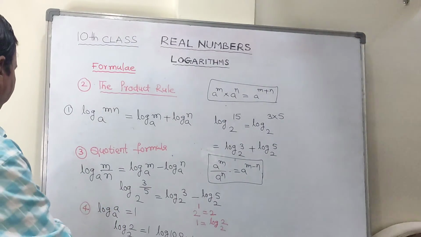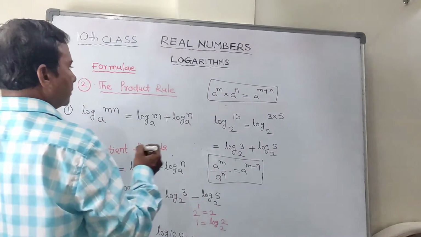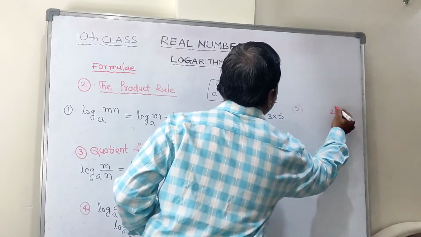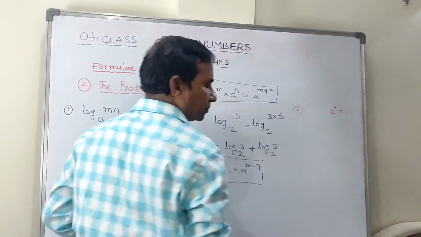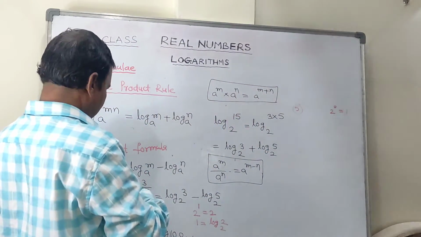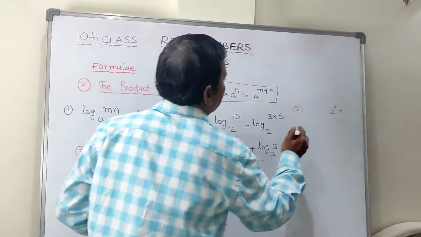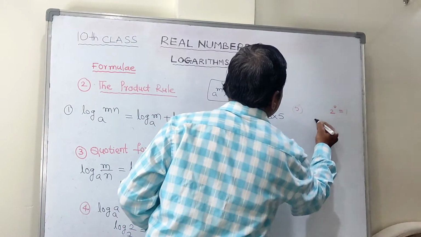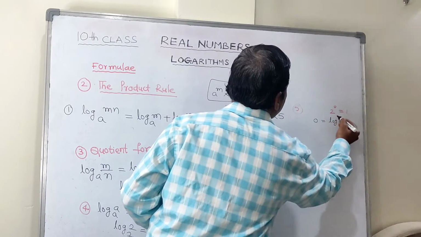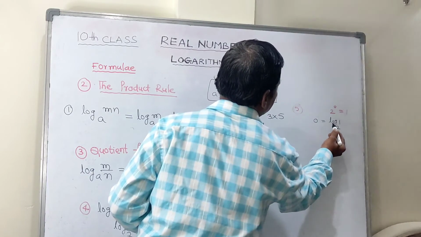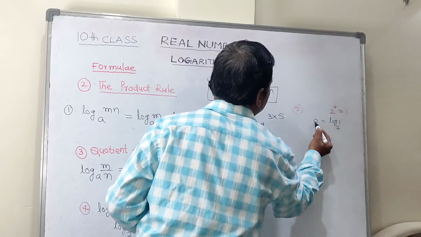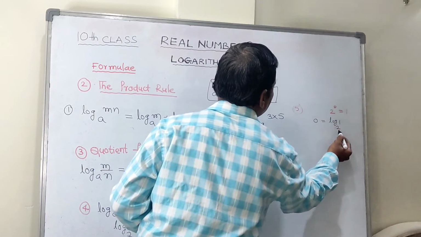This is one formula. And another one, the fifth one. Suppose 2 power 0 is equal to 1. Any base to the power 0 is equal to 1. This we know. Let us apply logarithm for this. What will you write? 0 equals log 1 to the base 2. Meaning, what you are observing? Log 1 of any base will be equal to 0.